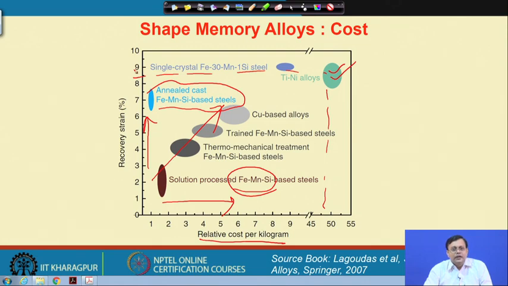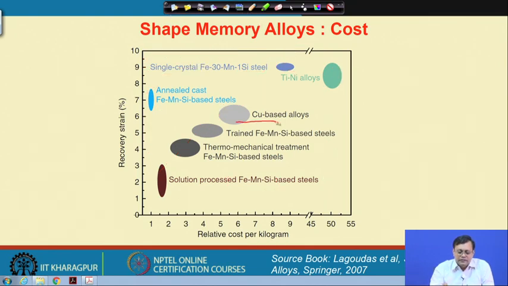On the other hand, we can get a higher shape memory effect when we use single crystals. So, let us say this is an iron 30 manganese silicon steel. Single crystal growth is a very expensive process. So, in that case the expense goes higher, even higher than copper zinc or copper aluminum nickel high temperature alloys or beryllium alloys. So, in that case we see that probably the cost is a little bit higher in the case of nickel titanium alloys.